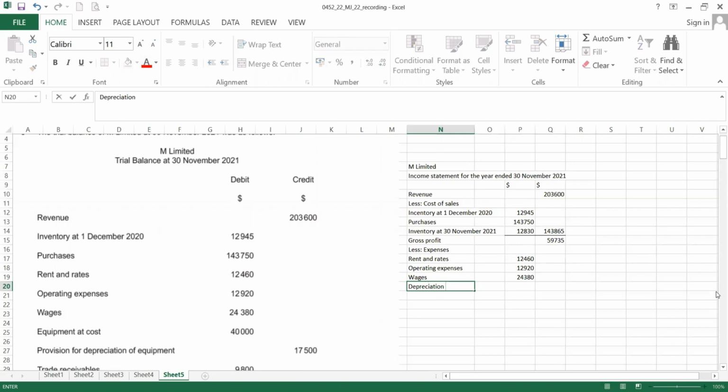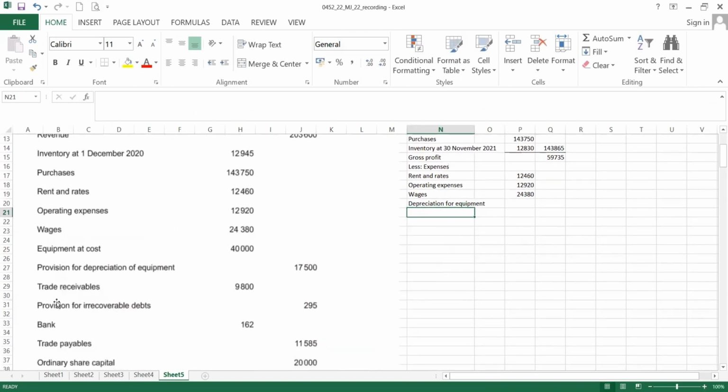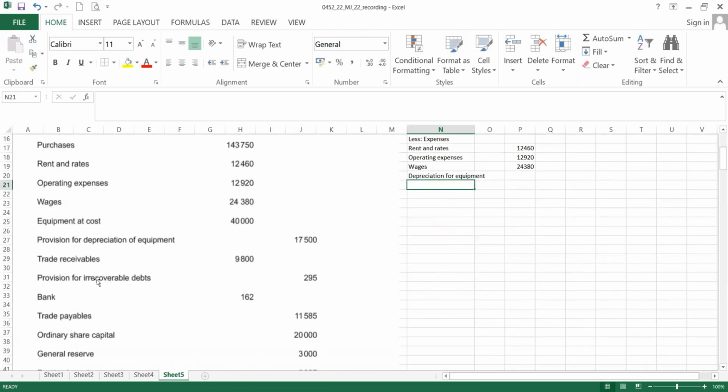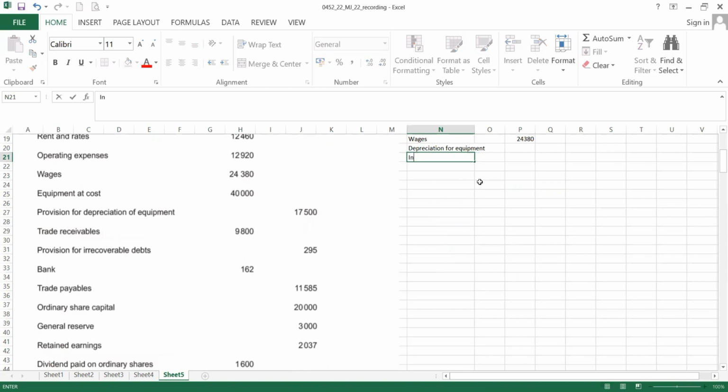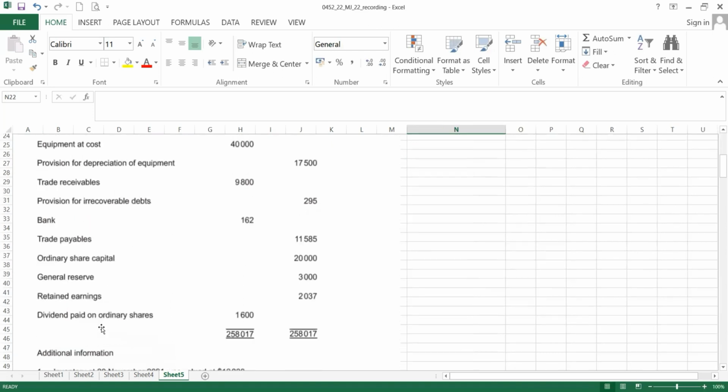When you see an equipment asset, normally there is depreciation for equipment. Okay, the next one, what else? Provision for irrecoverable debt, which is the provision for doubtful debt. We should have the increase in provision for irrecoverable debt. So these are the possible items needed. And then what else? That's all for it.